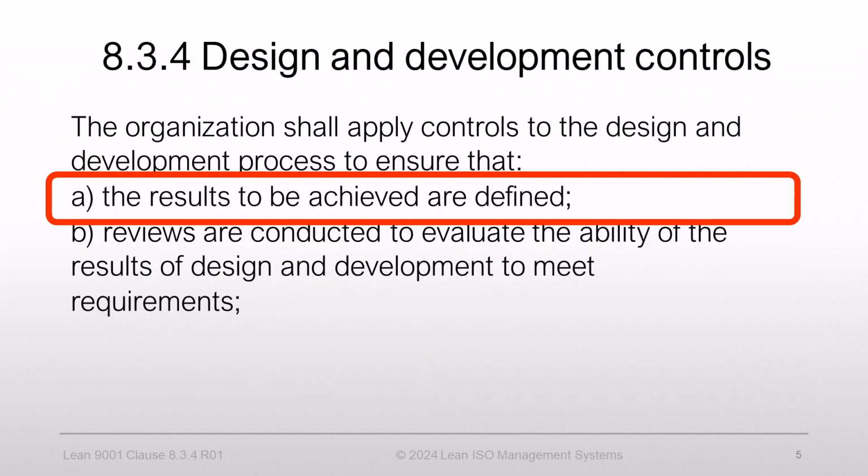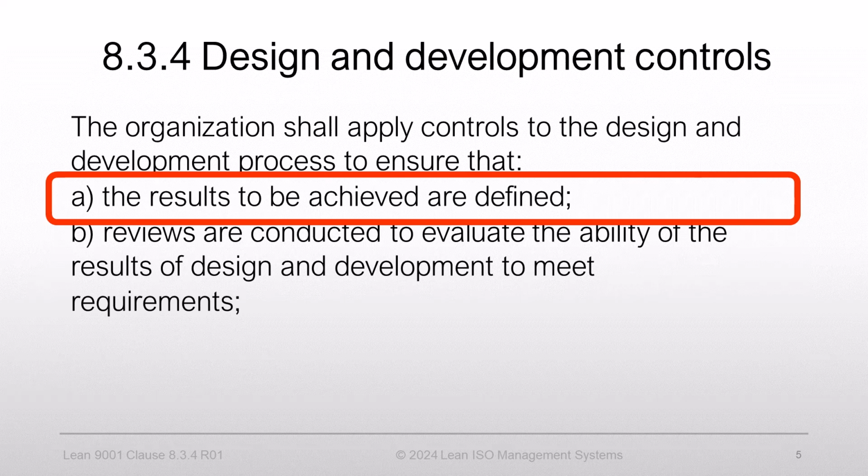Element 8.3.4 requires the organization to apply controls to the design and development process to ensure that point A, the results to be achieved, are defined. This requirement A seems to duplicate subclause 8.3.3, design inputs. At that stage, we established our initial specifications for achieving the results.